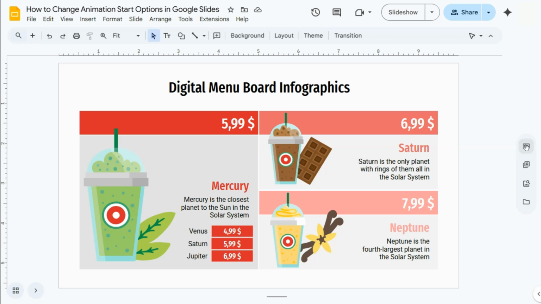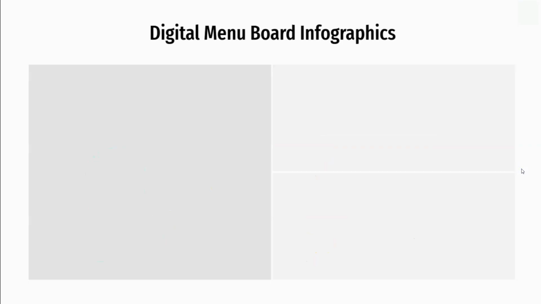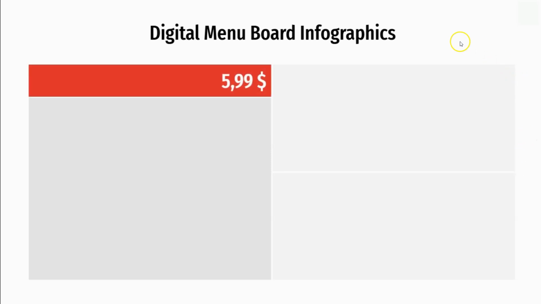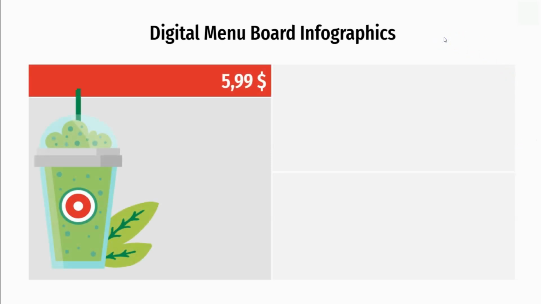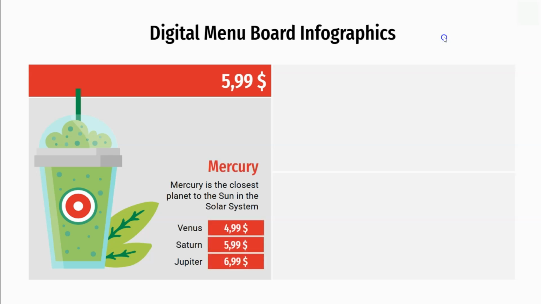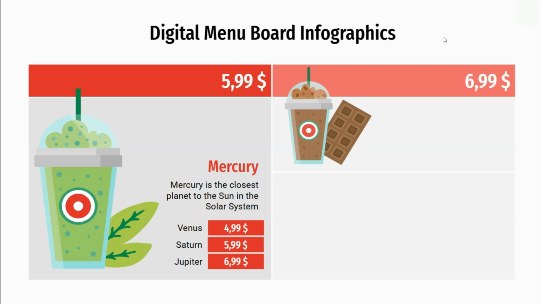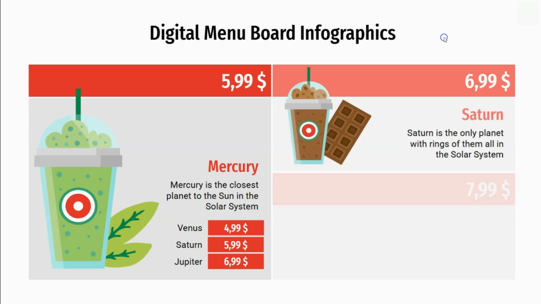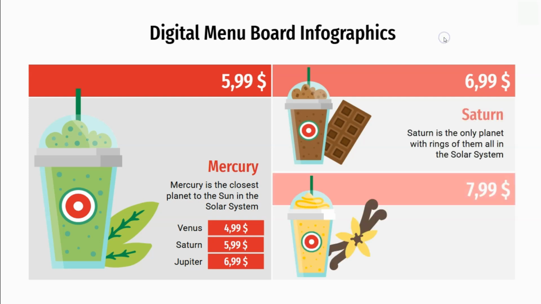So going back to this layout right here, I've already added animations to each of these elements. Now, if I go to my slideshow and start my presentation, this is what it's going to look like. For each click that I do on this slide, those are the only times that these elements will come out on the slide. So what if I want to have a different start condition for each of these?